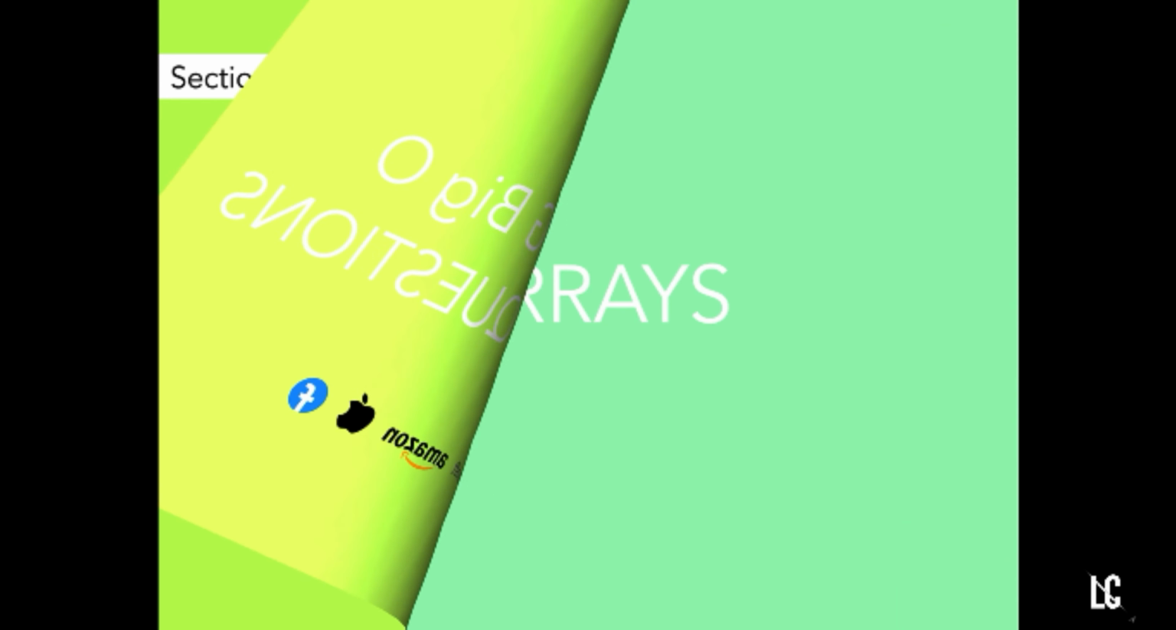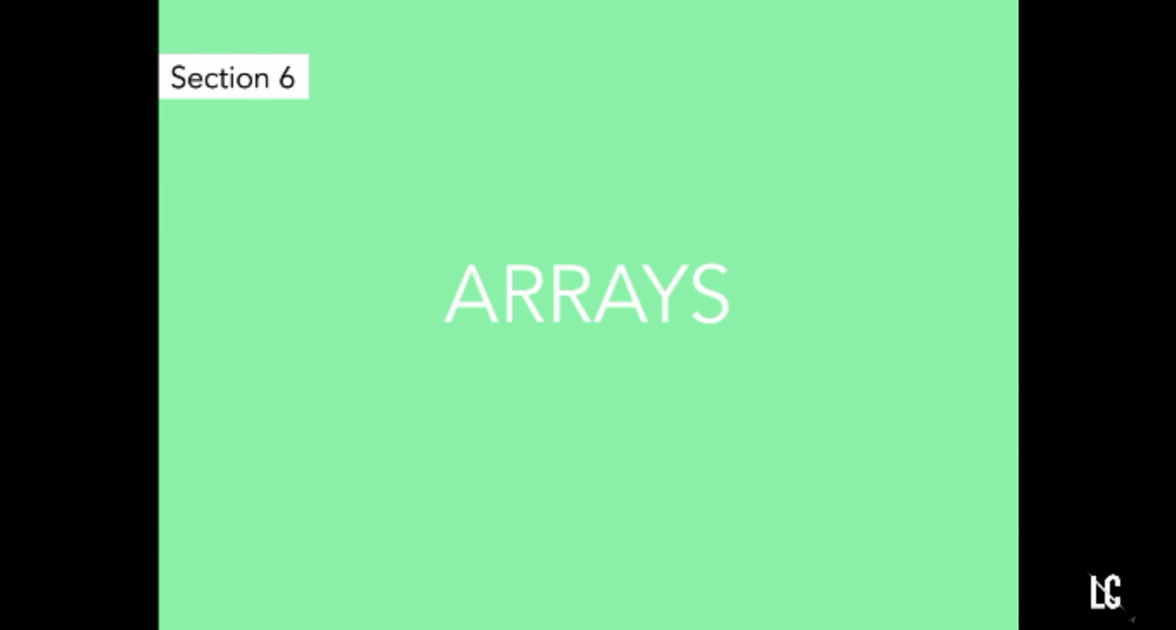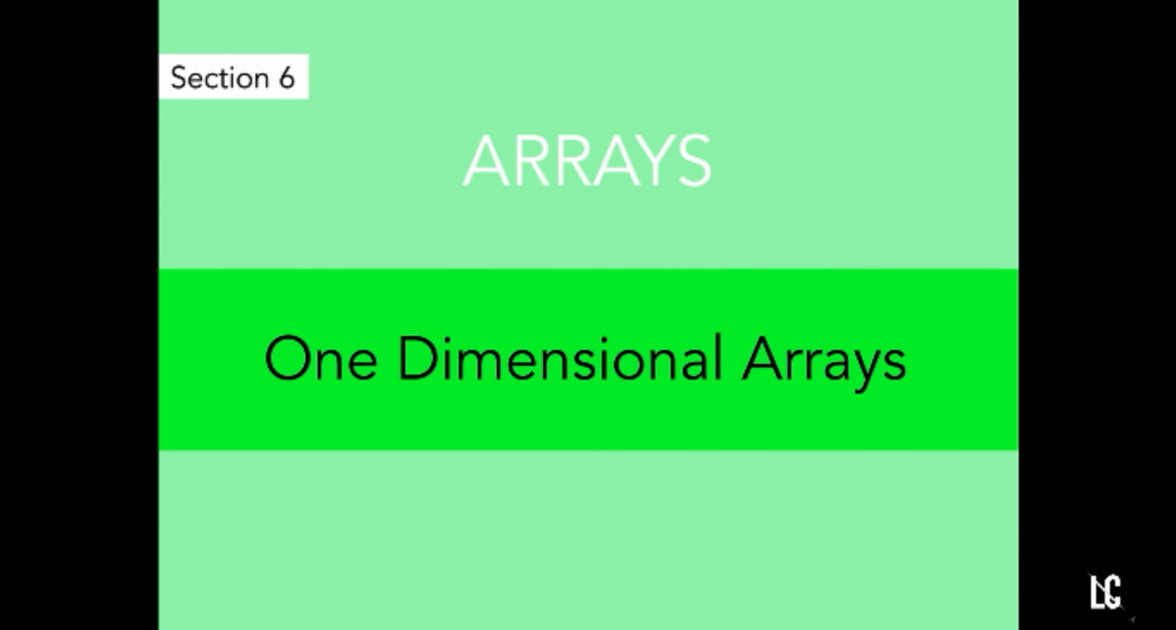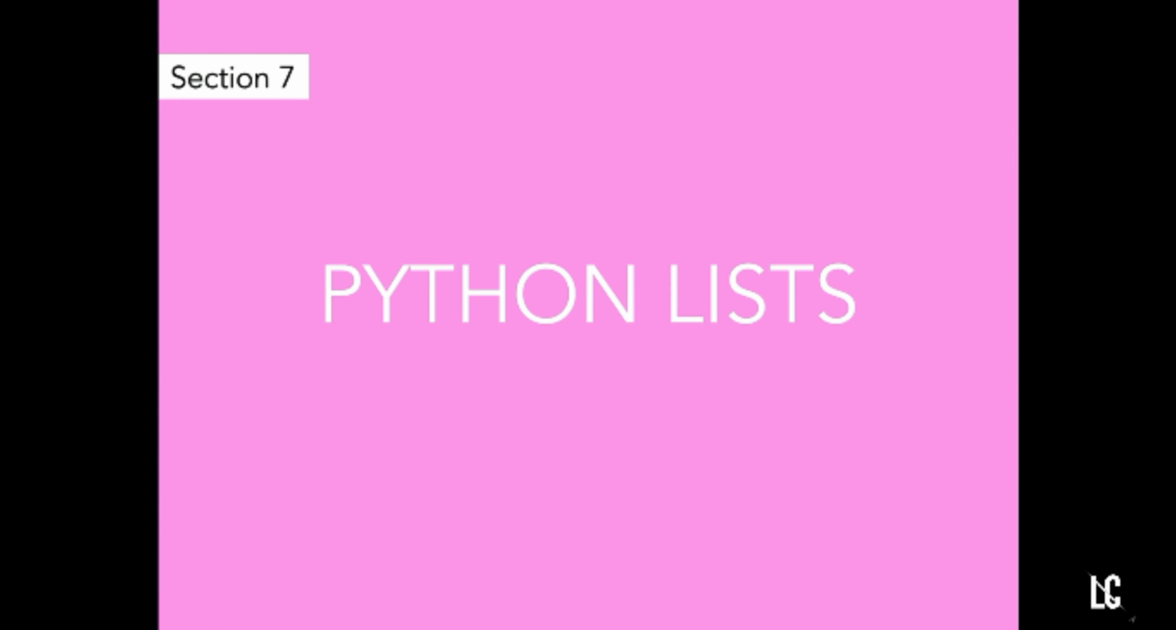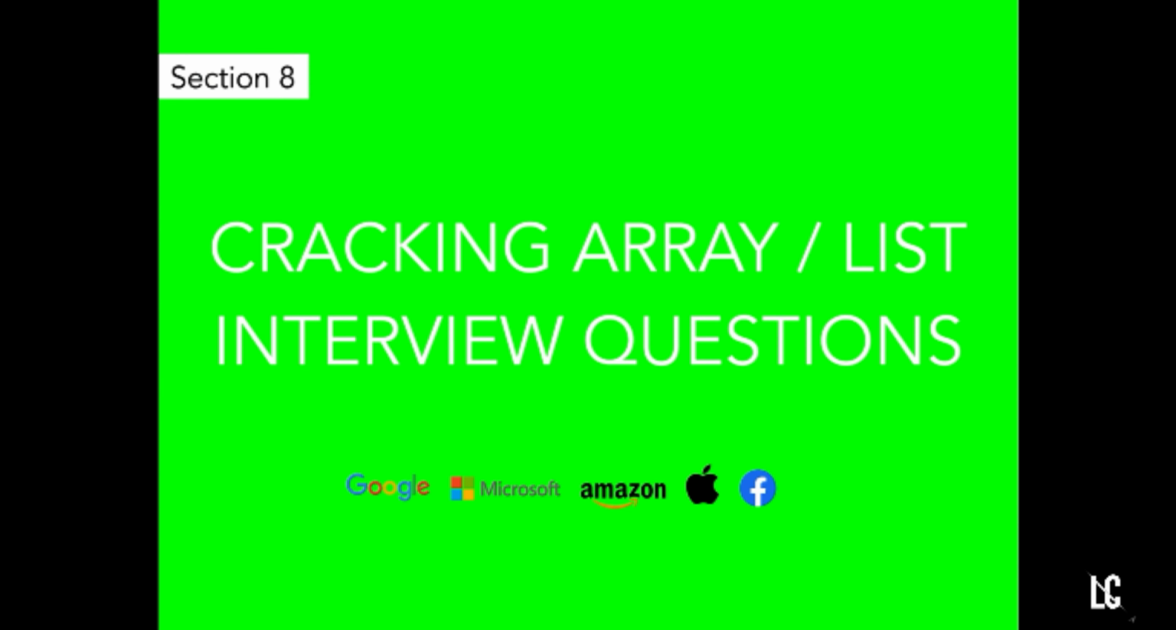Then we move on to the next section called arrays, in which we explain different types of arrays such as one-dimensional arrays and two-dimensional arrays, and we have introduced how they are represented in memory, and we have calculated time and space complexities for array operations. Next, we shift over to talk about Python list, which is very similar to arrays, with just a small difference, so we explain the differences between them. Then we analyze the interview questions related to arrays and Python list.